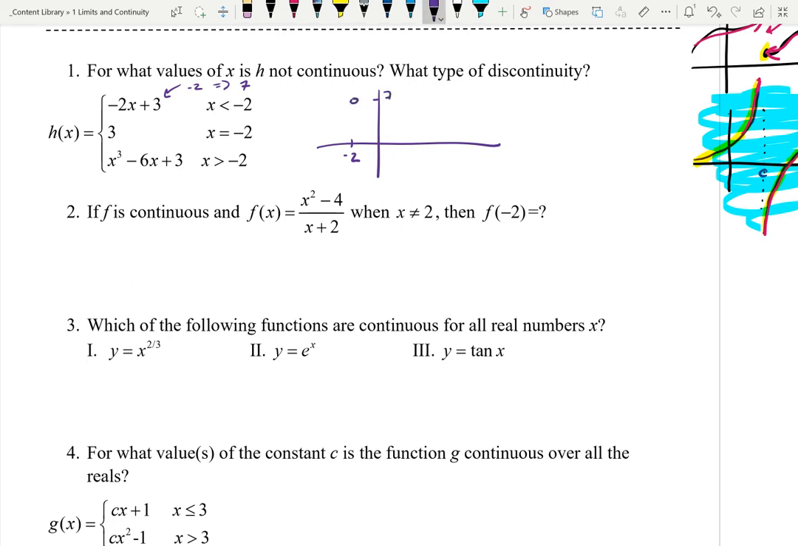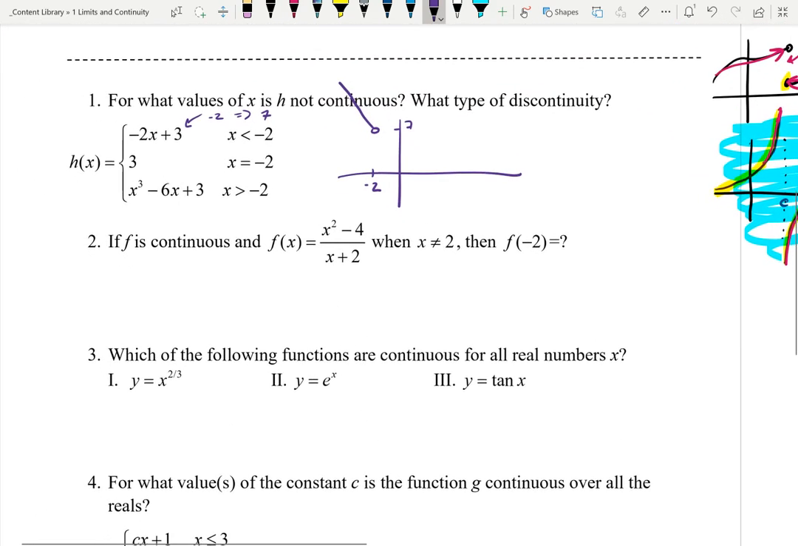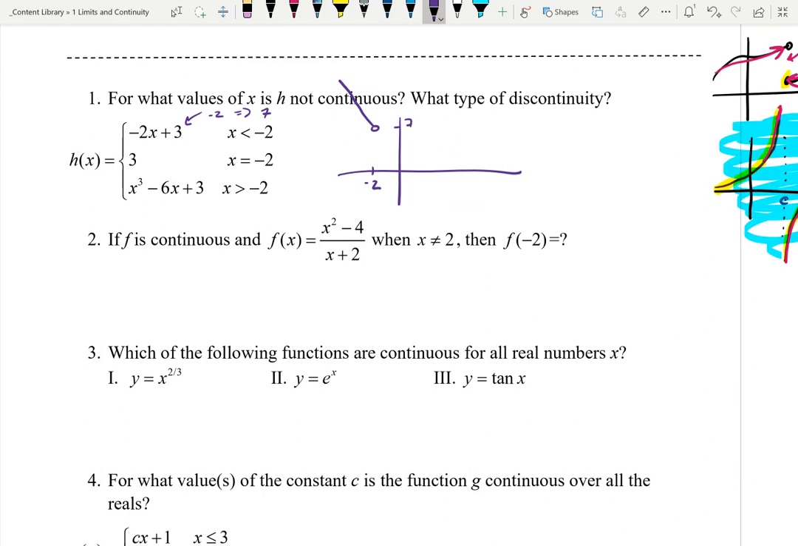And then this slope is -2, so it's going to be coming down like this. And it's defined for x less than -2. So it's going to look something like that. Then at -2, the function is defined to be equal to 3. So 3 is about right there. And then for values greater than -2, it's going to be this cubic function. I don't really know what that looks like, but I can evaluate it at -2: -2 cubed minus 6 times -2 plus 3.